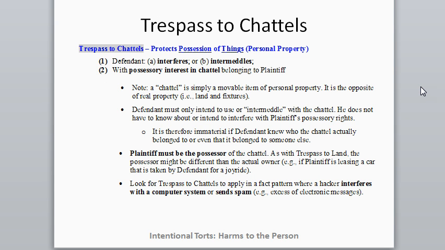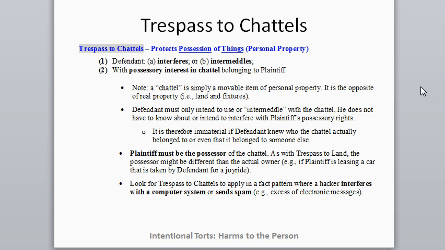The sister tort to this is trespass to chattels. Chattels being a clearly outdated word. I don't think I've ever heard that used except in this context, which means it's pretty much a useless word. But nonetheless, that's what we live with. It protects the possession of things, personal property, the opposite of real property. The defendant interferes or intermeddles with a possessory interest in a chattel belonging to plaintiff.